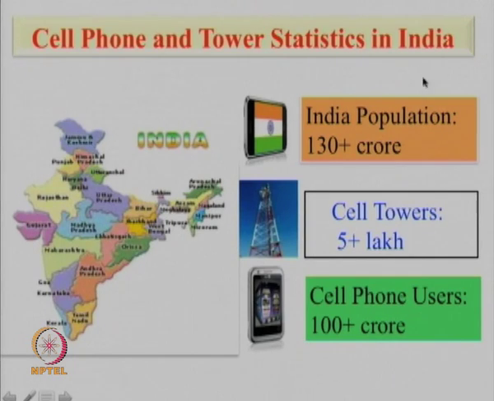So, in India the population is 130 plus crore, which is equal to 1.3 billion people, and out of this population, there are more than 100 crore cell phone users, which is equivalent to 1 billion. Now, in the world we have a population of around 7 billion and there are more than 6 billion cell phone subscribers.